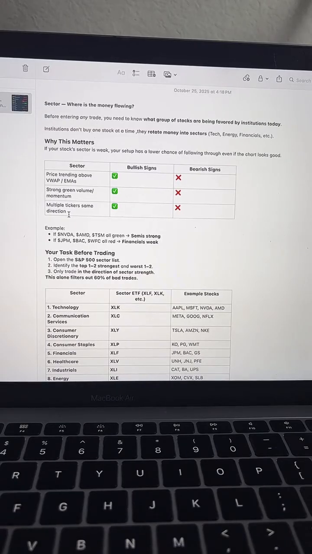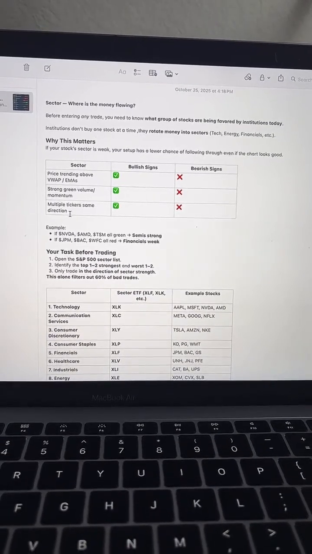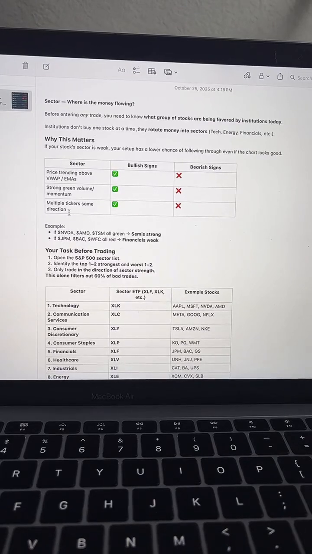So in tech, you have Apple, Nvidia, Microsoft, and a lot of other ones. If there are multiple stocks in an uptrend, then yes, you want them to be aligned. Well, multiple anyway, not all of them. So for example, if Nvidia, AMD, and TSM are all green, that will suggest that semiconductors are strong. Now, semiconductors is not a sector, but it is an industry within the tech sector, so you can look at that too. You have different industries within the sector. Okay. But Nvidia, AMD, and TSM are all in the tech sector.